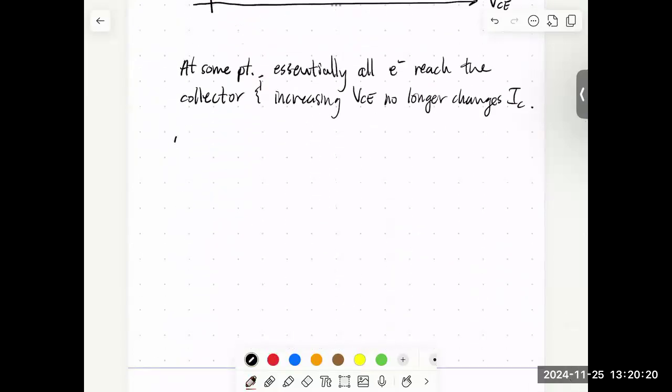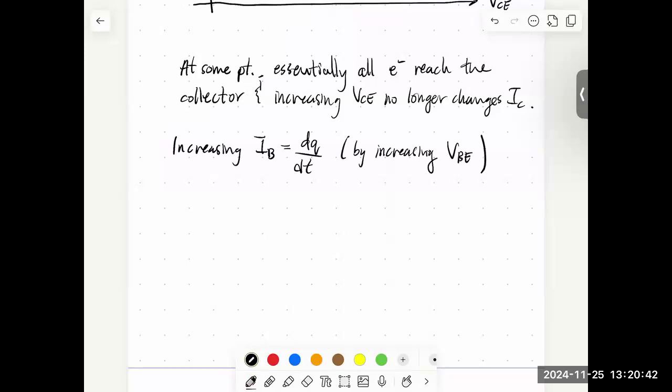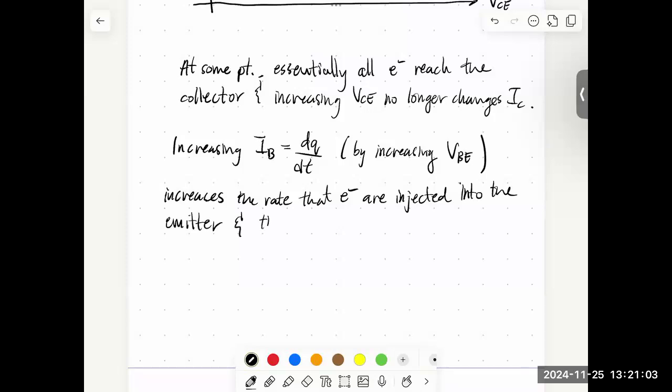Okay, so increasing the base current, which is dq by dt, which we can do by increasing what we call the base emitter voltage, increases the rate that electrons are injected into the emitter and therefore increases IC for all values of the collector emitter voltage.